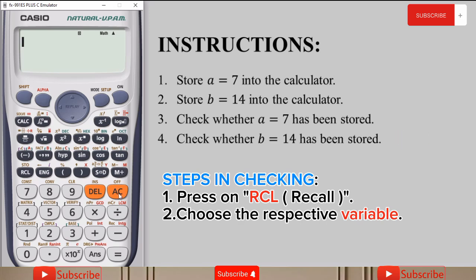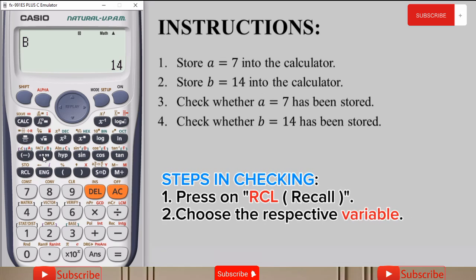For the fourth instruction, you have to check whether B equals 14 has also been stored into the calculator. So we follow the same procedure. So what we have to do is to first tap on RCL, recall, and afterwards, we tap on the respective variable. So we are checking for B equals 14. So we tap on B. So the B is located on the degree symbol. So I tap on the degree symbol. And we can see that B equals 14, which means we have successfully confirmed that B equals 14 has earlier been stored into the calculator.